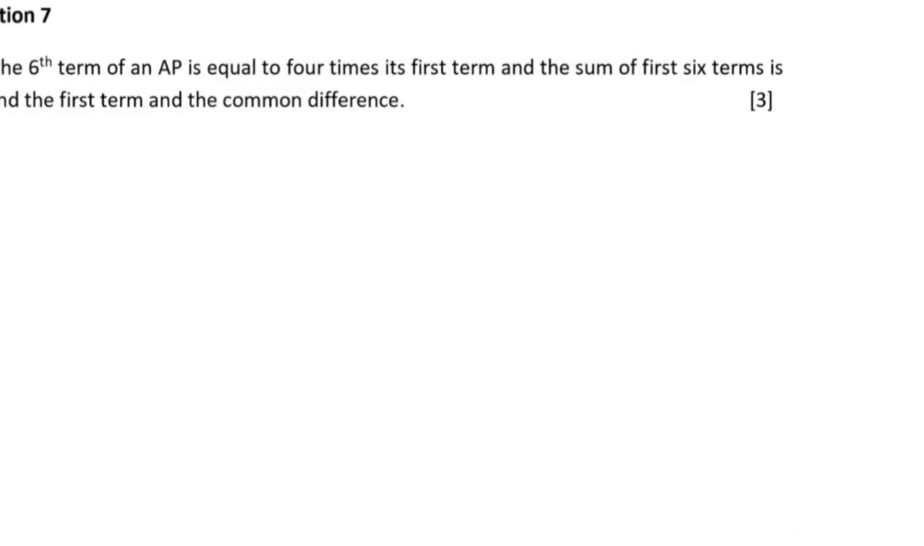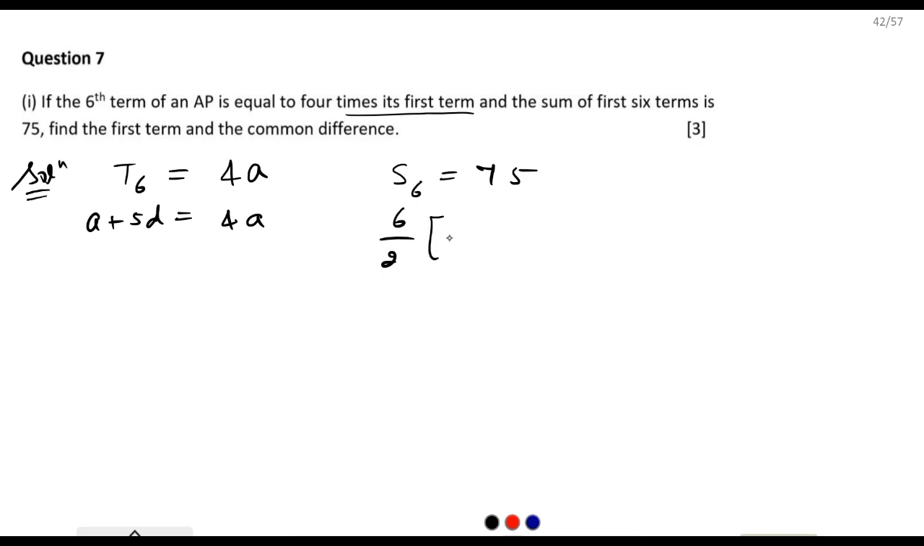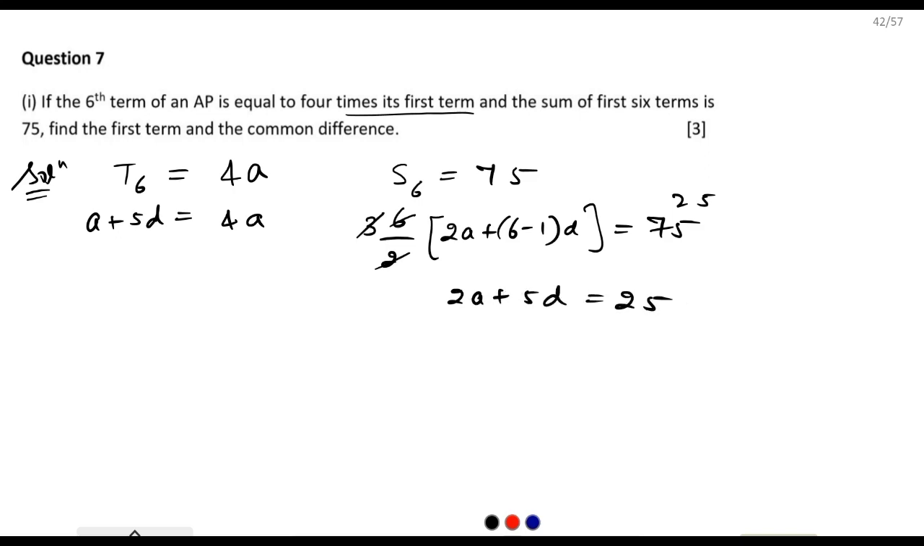Question number 7th, part 1. If the sixth term of an AP is equal to 4 times of its first term, it means it is equal to 4A, and the sum of first 6 terms is 75. Find the first term and common difference. Sixth term will be A plus 5D. And the sum of n terms is n by 2 into 2A plus n minus 1 into D, that is 75. 2A plus 5D is equal to 25.